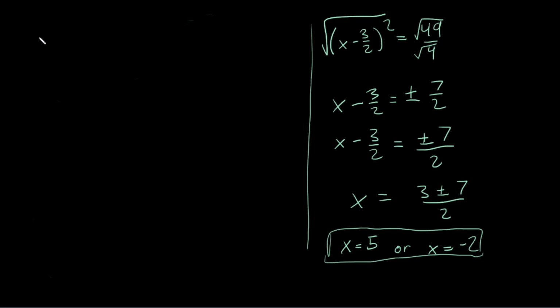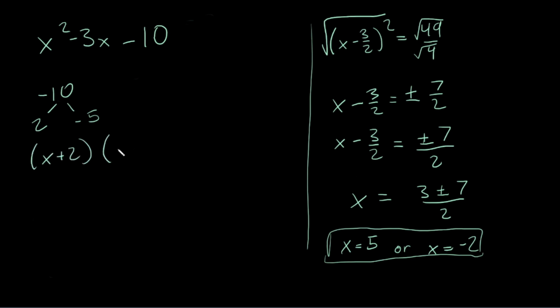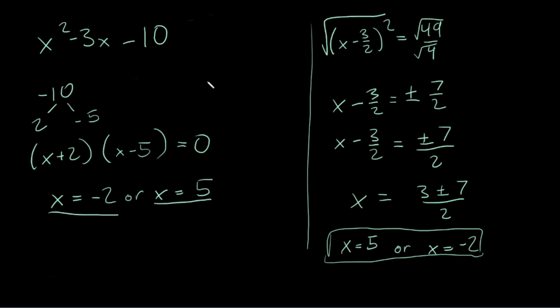So if I had x squared minus 3x minus 10, I can do product sum, so 1 times negative 10. Negative 10 has the factors of 2 and negative 5. So we can write this as x plus 2 and x minus 5, such that the solutions are, if this is equal to 0, x is equal to minus 2, or x is equal to 5. So as you can see here, the answers are still the same, since this can be done through factored form.